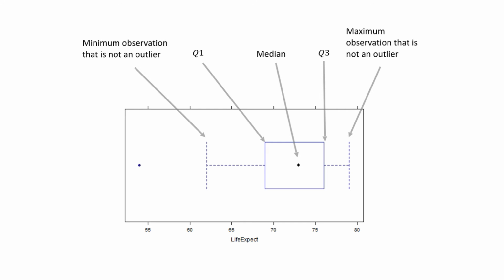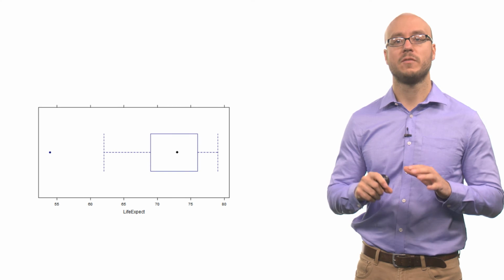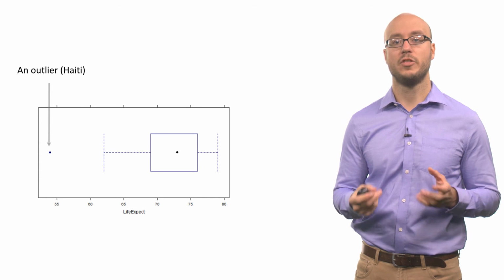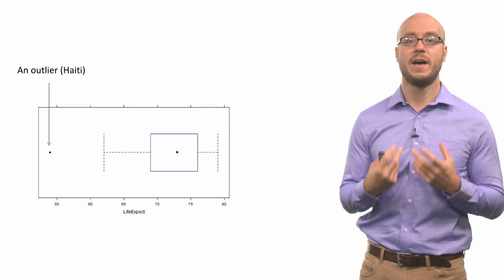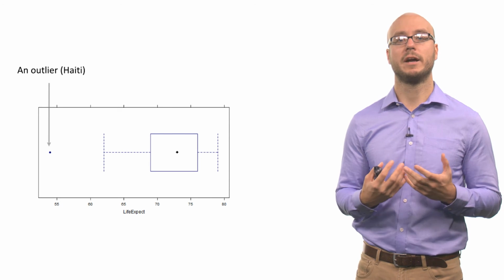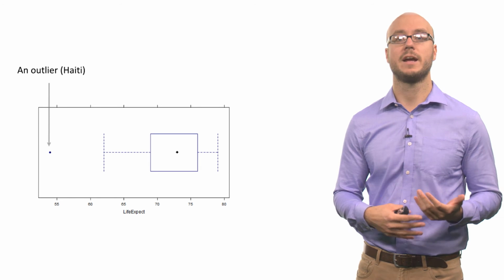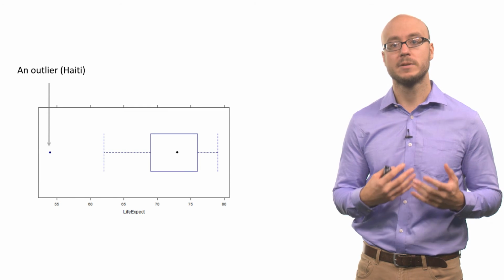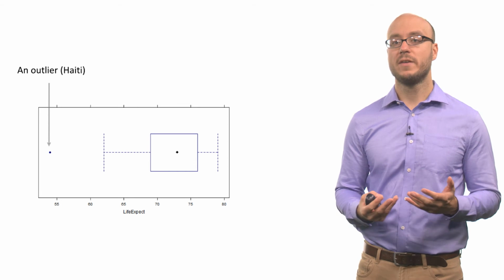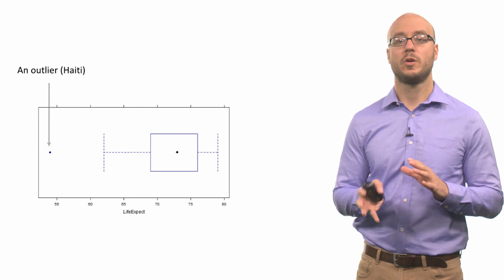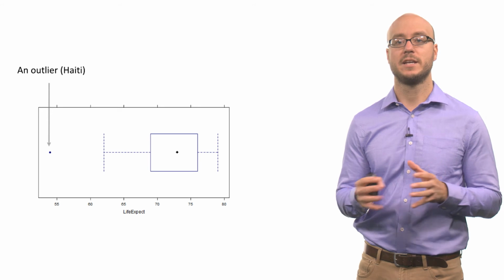The lower whisker is the minimum observation that is not an outlier, and the upper whisker is the maximum observation that is not an outlier. Then any observations beyond the whiskers are outliers. Those are extreme values. In this case, we have one outlier on the lower end, and that's Haiti. When we looked at histograms and density plots, we also noticed that Haiti was an outlier. In this data set, we don't have any outliers on the upper end. So the only outlier we have in comparison to the rest of the data is on the lower end.